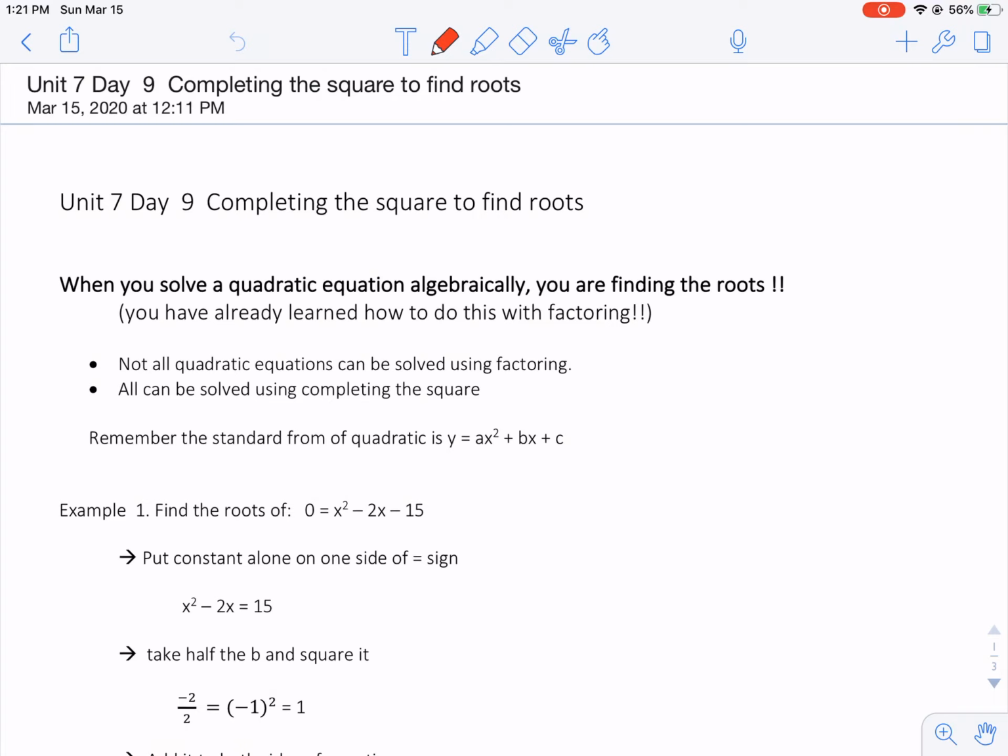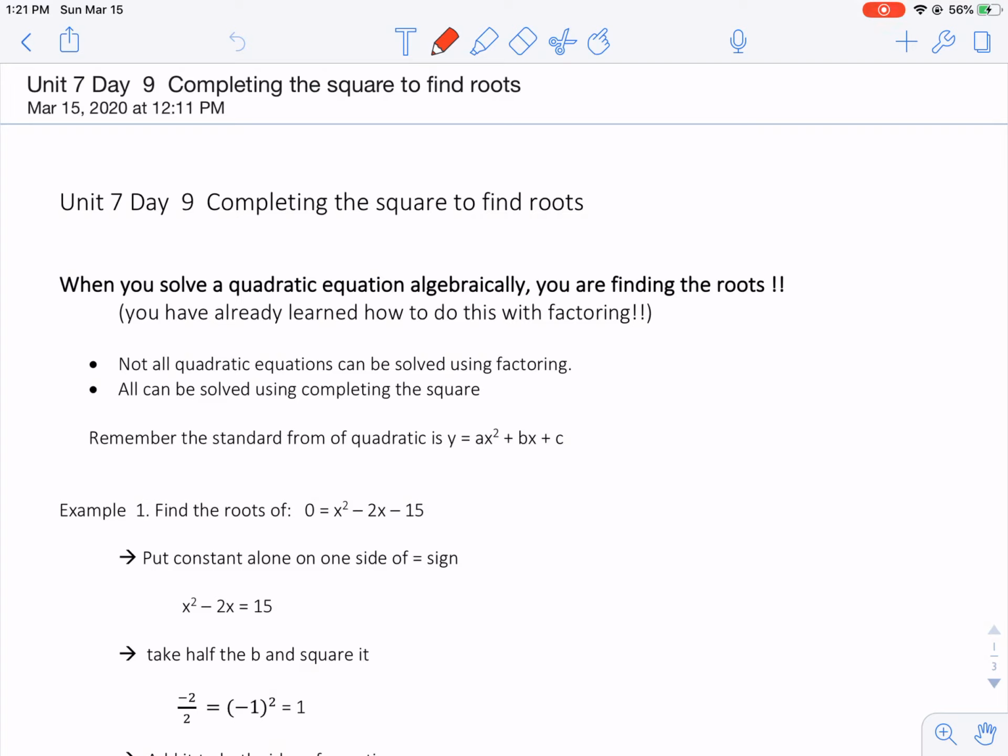Alright, this is Unit 7, Day 9, completing the square to find roots. So you're still in the quadratic unit. A quadratic is an equation that has a square in it. Way back in the beginning of the year when you learned how to factor, you learned how to find the roots by setting each one of those factors equal to 0 once you found them.